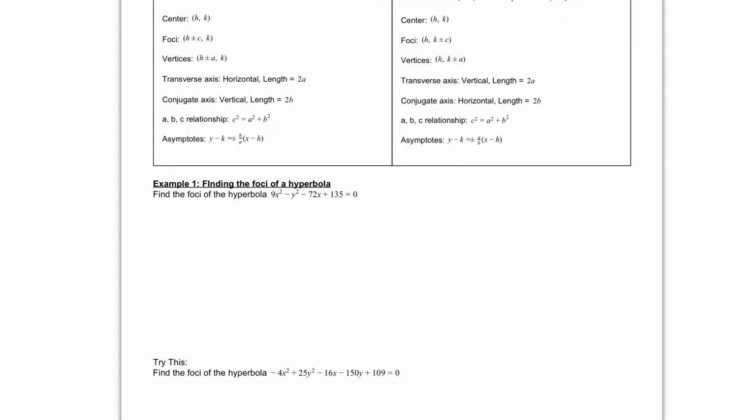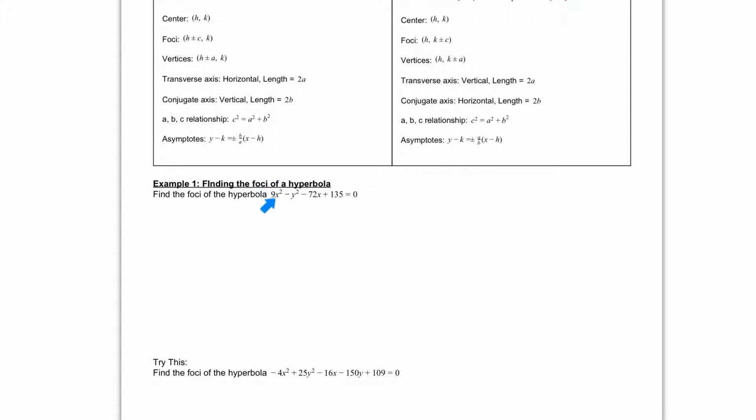In example 1, we want to go ahead and find the foci of our hyperbola: 9x squared minus y squared minus 72x plus 135 equal to 0. In order to do that, we need to put it in standard form. So we're going to group together our x's, then get our y squared by itself, and move this 135 over to the other side by subtracting it.